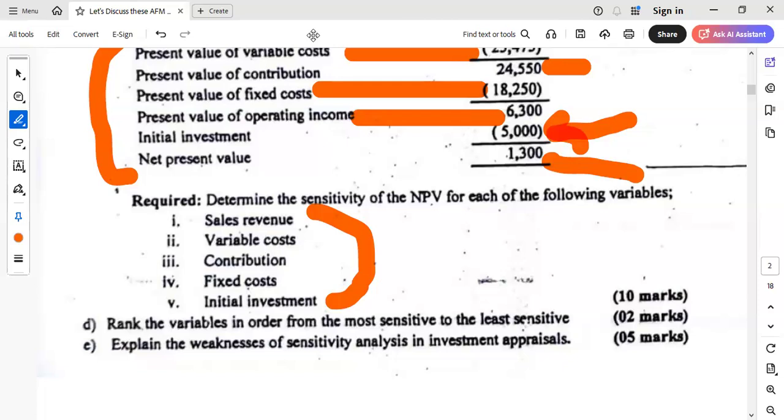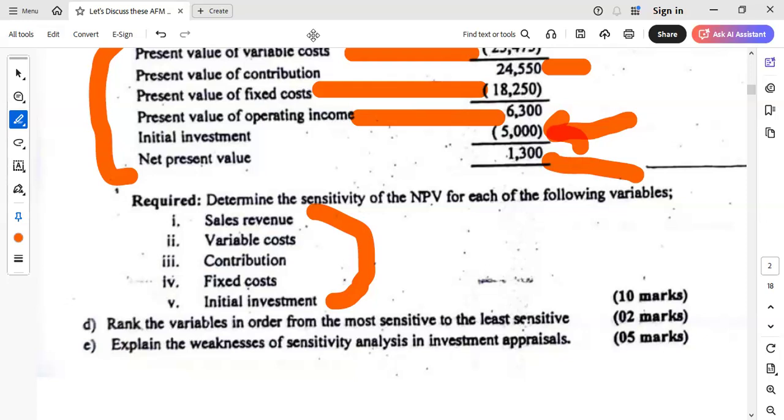Now the question is, if there is a change in revenue, how is that change sensitive to NPV? Will you still consider investing in that project or not?